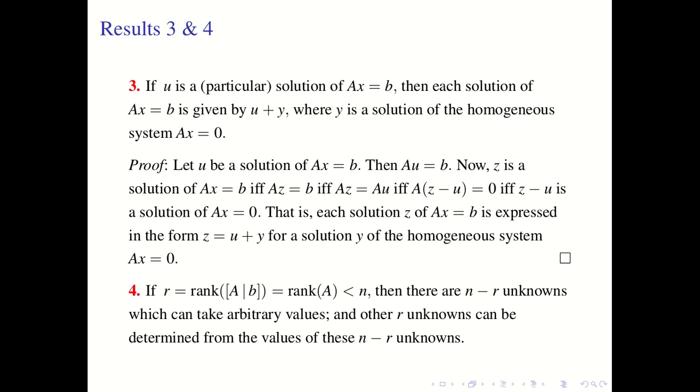So what we have shown is that if you start with a given vector U, which is a solution of Ax equal to B, then any other solution Z is of the form U plus Y. Here we can take Y as Z minus U. Therefore, every solution of Ax equal to B is expressed as the sum of U and a solution of the homogeneous system Ax equal to 0.